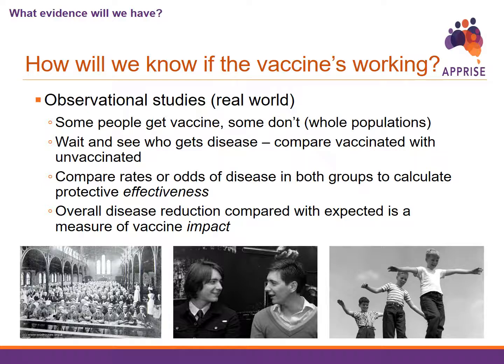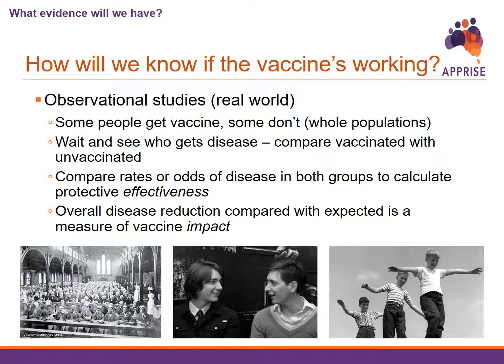So how do we know if the vaccine's working? So here we need to conduct what we call observational studies of following what happens when the vaccine is used in the real world. Some people will become vaccinated, others will not, either because they choose not to receive the vaccine or because they're not eligible for it. We will have surveillance systems in place to see who gets disease and can use those to compare vaccinated and unvaccinated people.